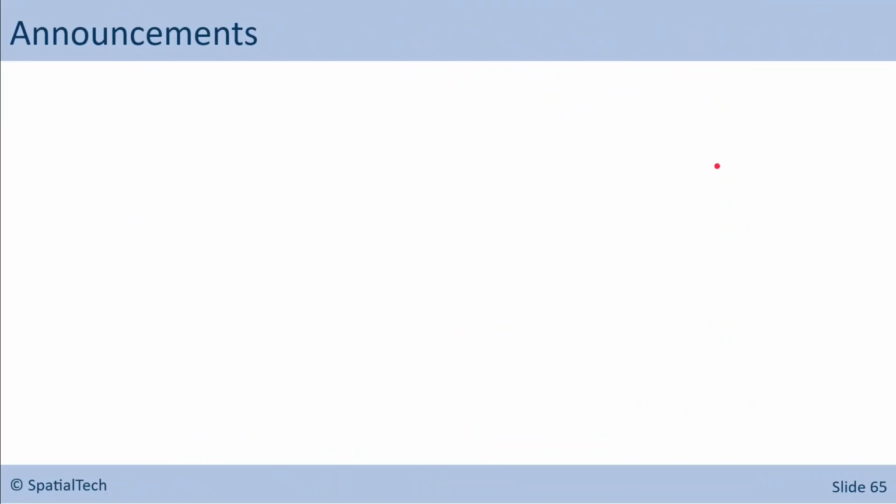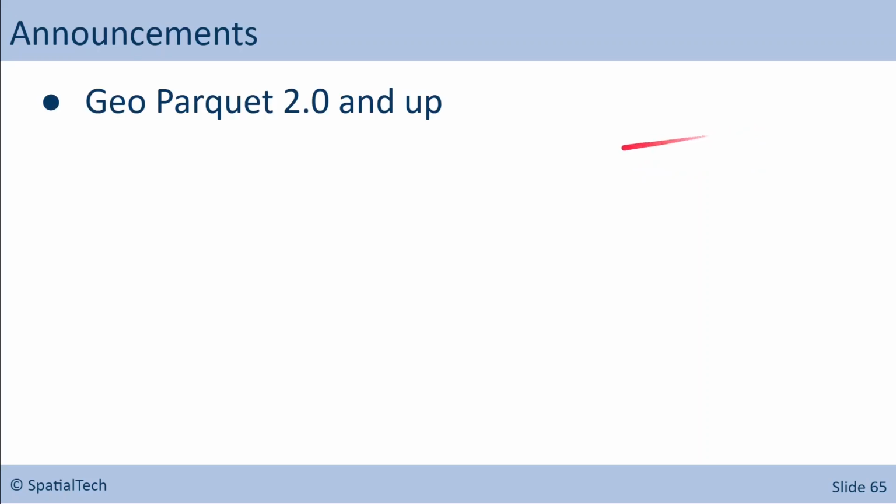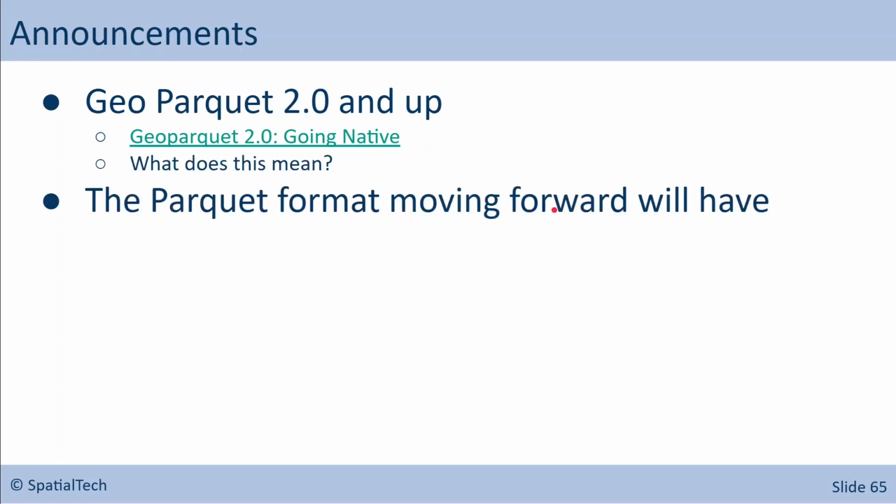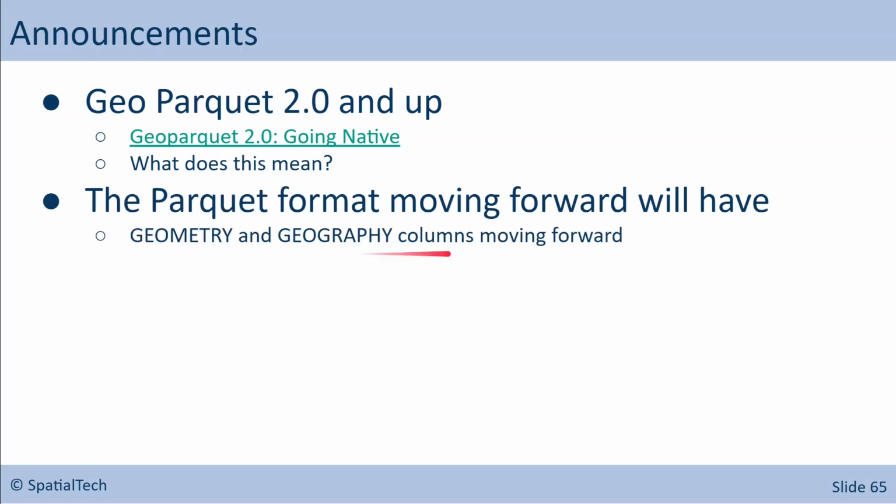Now, there have been some recent announcements, and I mean recent for me, like a couple of weeks ago, maybe. There's a new version, GeoParquet 2.0. From 2.0 and up, GeoParquet is going native, which means the Parquet format itself is going to have a spatial column, and it's going to have choices. It can be geometry or geography. One is like planar, flattened systems, projected systems, and one would be more like polar systems. So the Parquet format moving forward will have a geometry and a geography column, right?